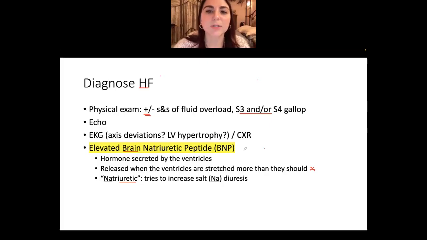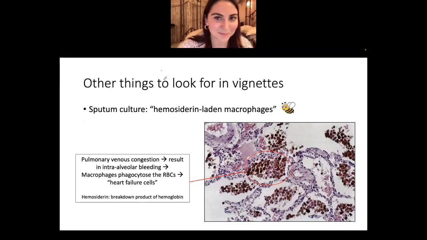Oh, so back here, in systolic, you'd get BNP because you have increased left ventricular preload. There's just more volume in the ventricle, so even a little bit of stretch increasing that volume is going to cause the ventricles to release BNP. All good questions. That's why I didn't put specifics, it's just stretched more than they should be stretched.